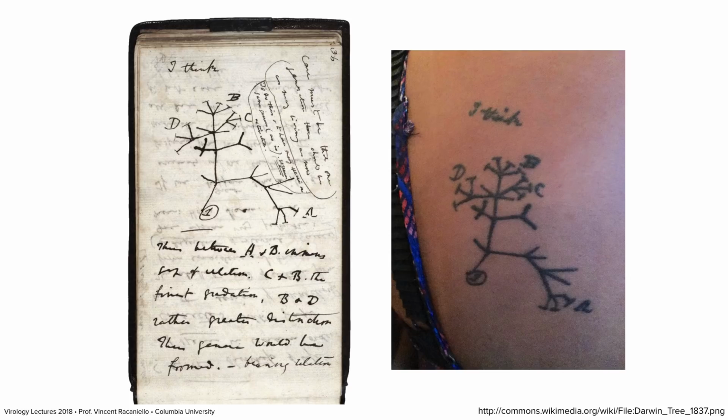He decided this is how organisms evolve, by natural selection and adaptation of the fittest for whatever the environment might be. Of course, he didn't know anything about genes at the time, but now we can interpret this in terms of genes. I love that he wrote, "I think," on this page, and then he drew his tree.